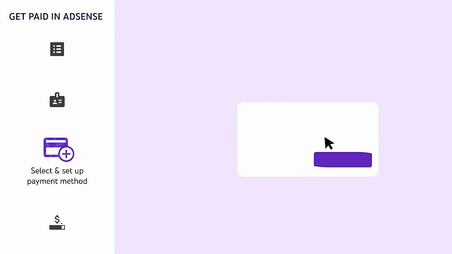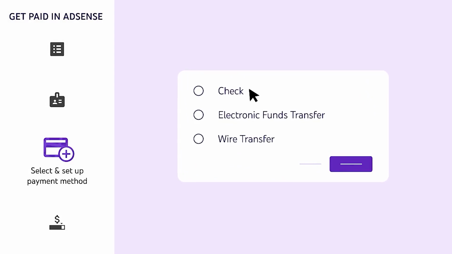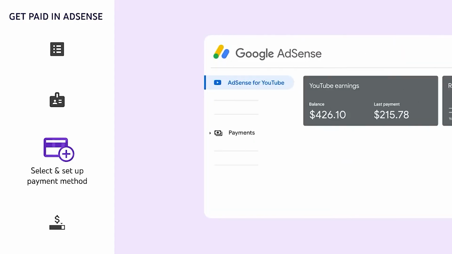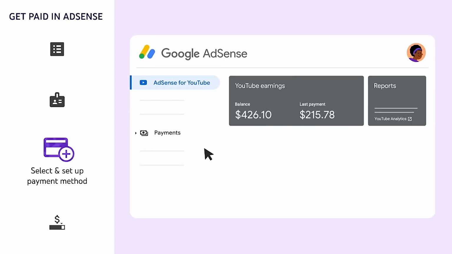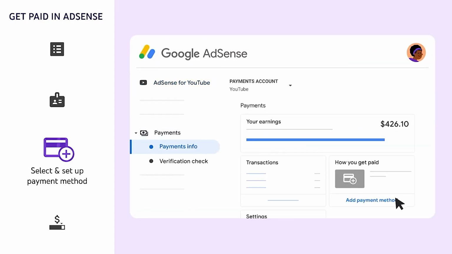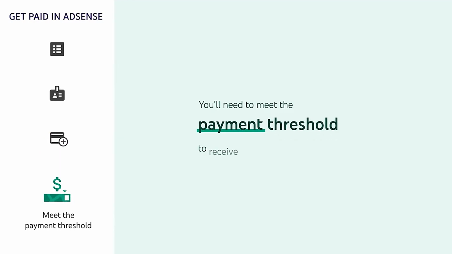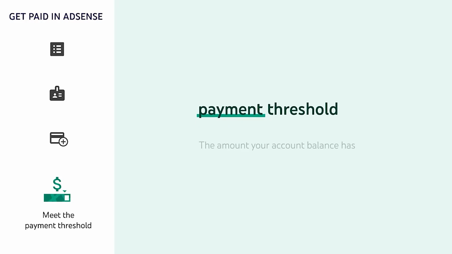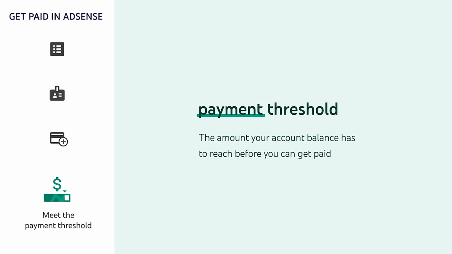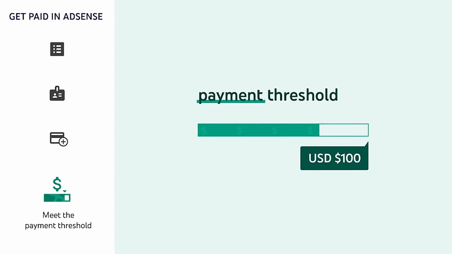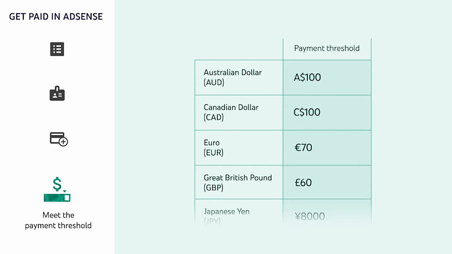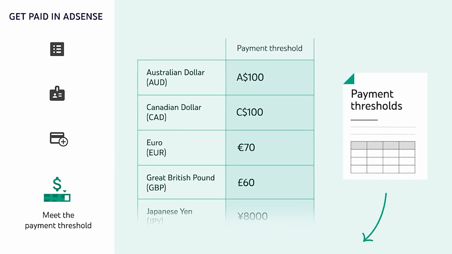Depending on your payment address, you can choose between options like a check, electronic funds transfer, or wire transfer. To set up your form of payment, go to AdSense, then Payments, and click Add Payment Method. And finally, you'll need to meet the payment threshold to receive payment. The payment threshold is the amount your account balance has to reach before you can get paid. This is $100 for people in the US, but the amounts vary depending on your location and currency. To see what your payment threshold is, check out the Help Center article linked in the description.